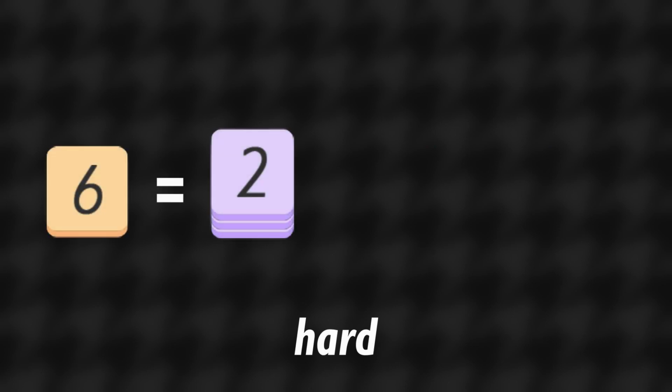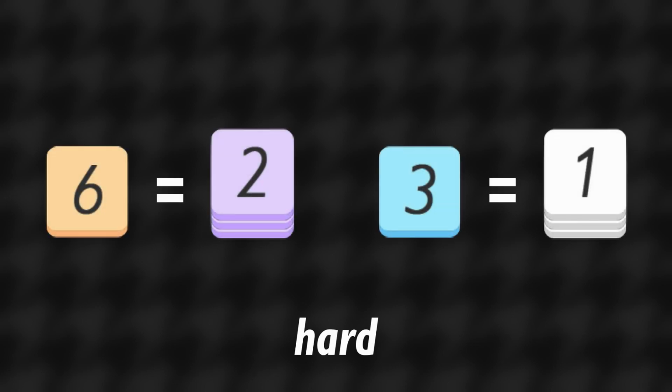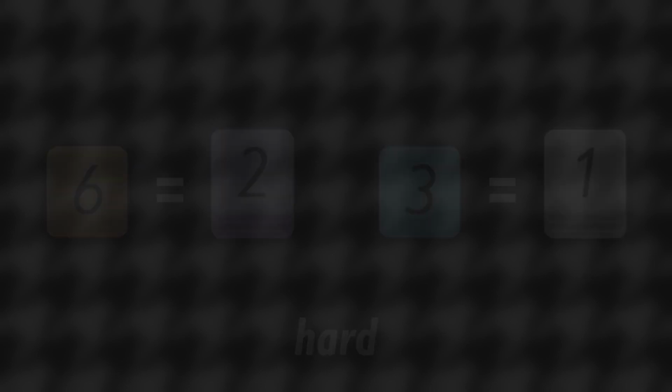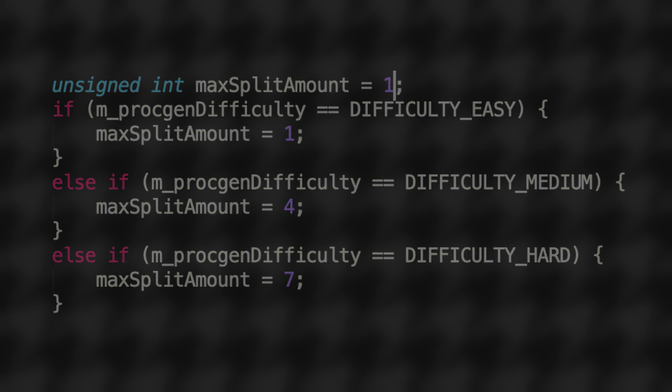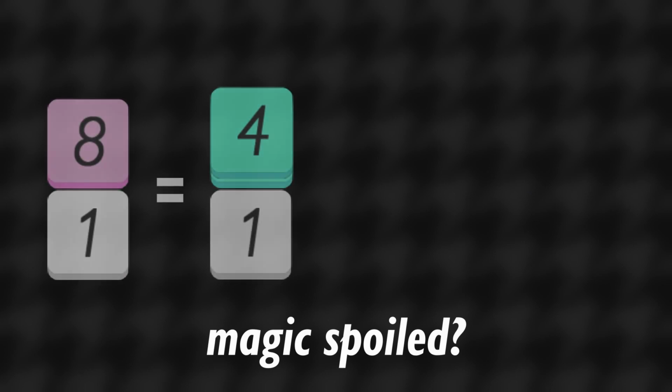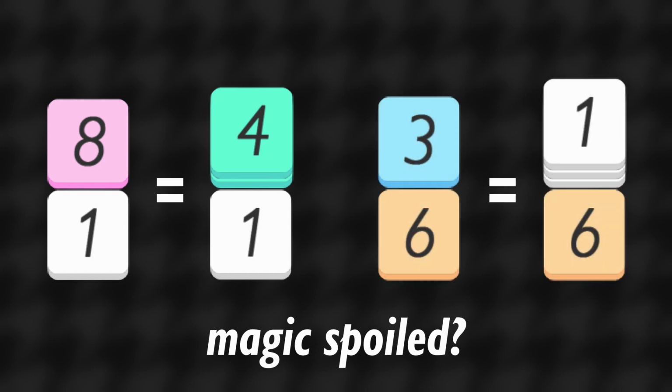With hard puzzles, it will try to find tiles divisible by 3. A 6 becomes 3 2s, and a 3 becomes 3 1s. Easy puzzles will only generate one stack, whereas medium puzzles will generate up to 4 stacks, and hard puzzles up to 7 stacks. You can see how this might spoil the magic as a player, right? You would know that stacks of 4s always go with a neighbouring 1, or stacks of 1s with a neighbouring 6. You can't say I didn't warn you.